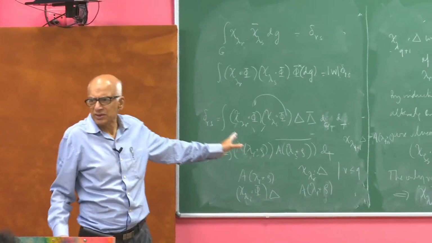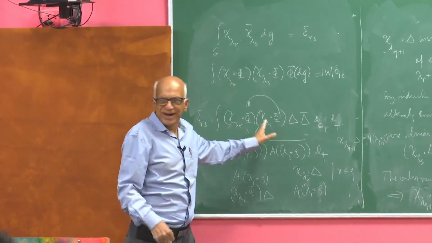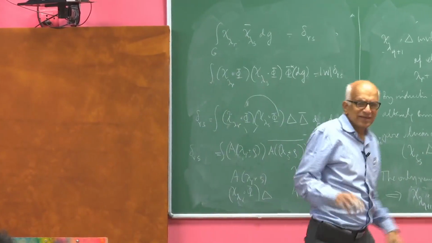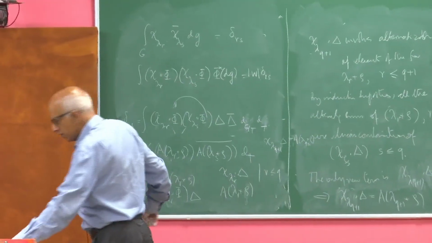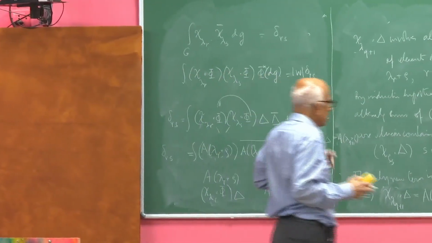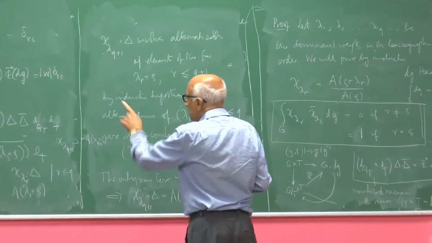It's not difficult. I'm not writing it out properly, so not getting it right. Anyway, so that is the Weyl character formula.